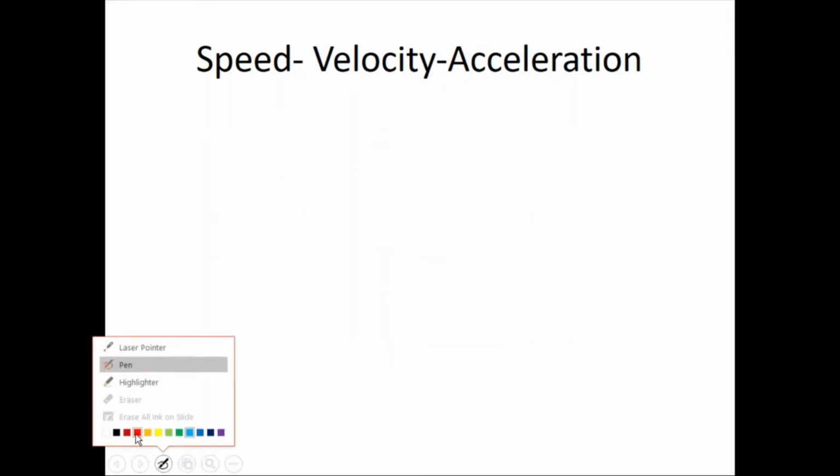Next, let's look at speed, velocity, and acceleration. Speed is the distance traveled divided by time. So speed will be distance divided by time. And since distance is a scalar quantity, speed is also going to be a scalar quantity. On the other hand, velocity, let me show it with v, equals displacement over time: v = delta x over delta t.